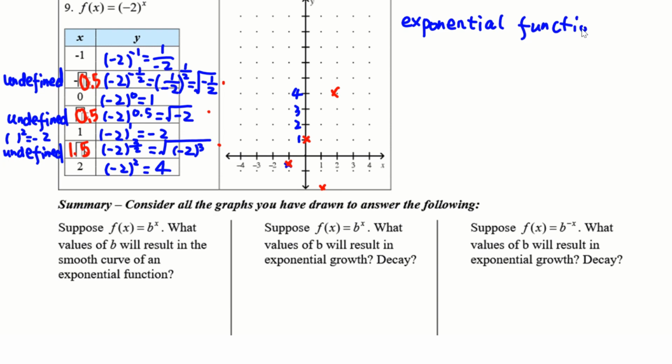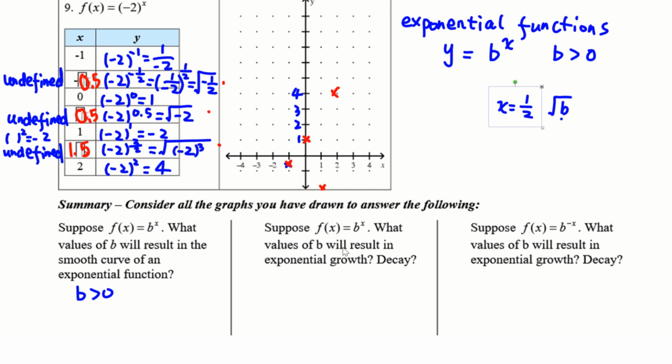For exponential functions y = b to the exponent x, the base needs to be greater than 0. It couldn't be negative. The reason is if x is 1 over 2, then you will have a square root, and if b is negative, it's undefined. And now we are going to see some conclusions. What value of b will result in a smooth curve of an exponential function? That is b greater than 0. If b is less than 0, then some points are undefined.